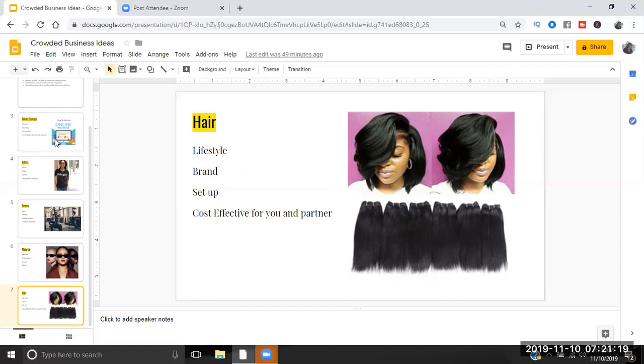Selling hair. There are so many people selling hair, but here's the thing. When you're selling hair, you gotta really, really dig deep. When you're selling hair, you're not really selling hair, you're really selling a lifestyle. Okay, you're really selling a lifestyle. Yes, don't ever get it twisted. You are selling a lifestyle.